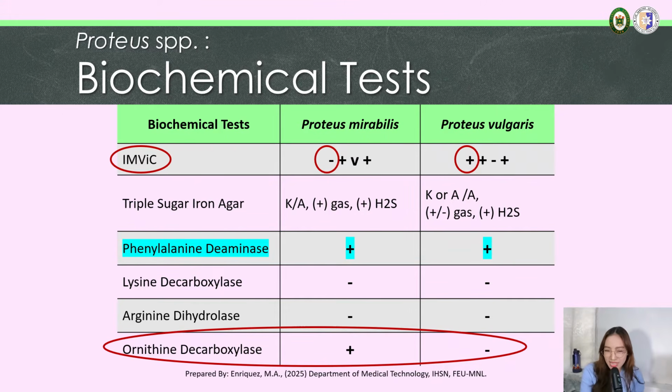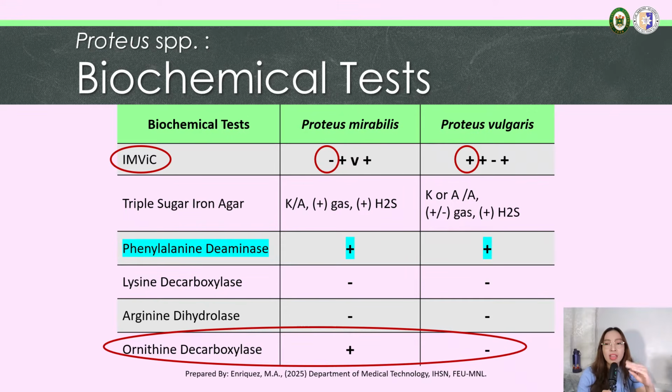Naka-highlight dito ang PDA or yung phenylalanine deaminase test. Now, they're both positive. Now, what is significant about testing positive for phenylalanine deaminase? Among all Enterobacterales members that we will be discussing, tatlo lang po ang nagpa-positive sa phenylalanine deaminase. Okay? So it's PMP. It's Proteus, Morganella, and Providencia.